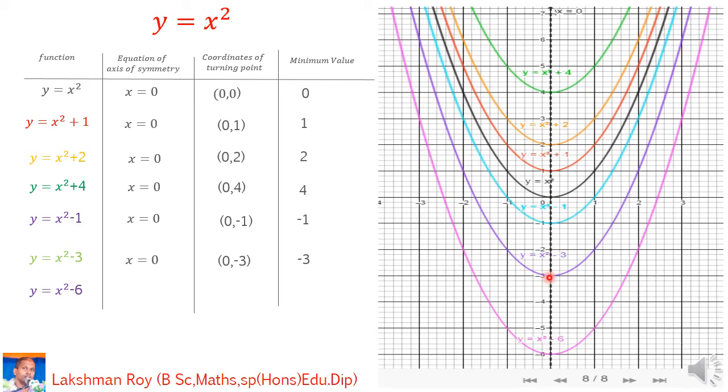Understand? Then the last function, y equals x squared minus 6. The equation of the axis of symmetry does not change, x equals 0. The coordinates of the turning point are (0, -6), then the minimum value is negative 6. So that is the function.